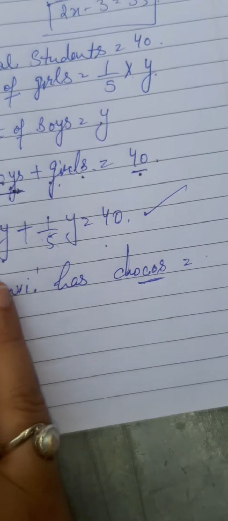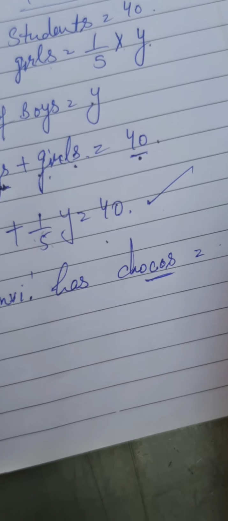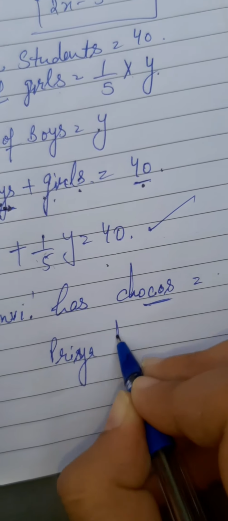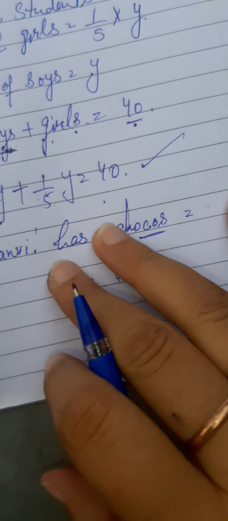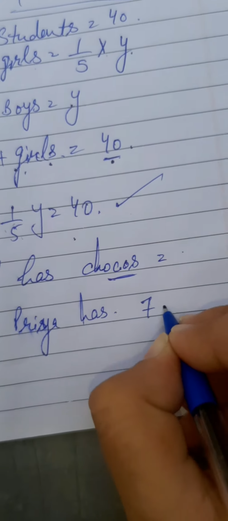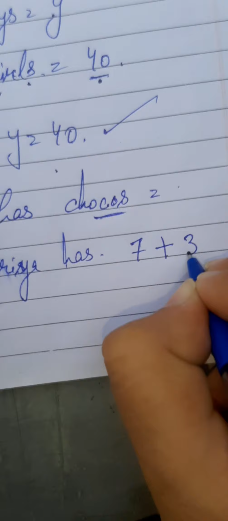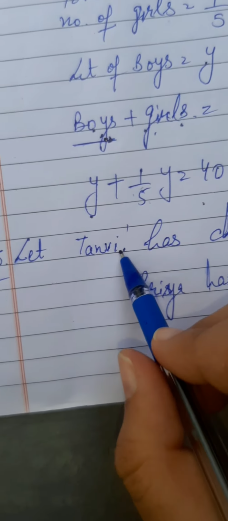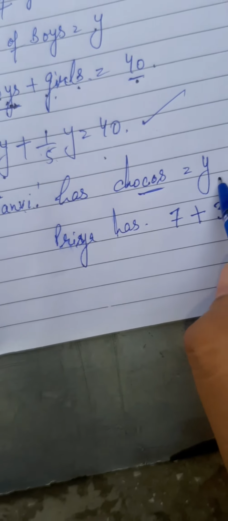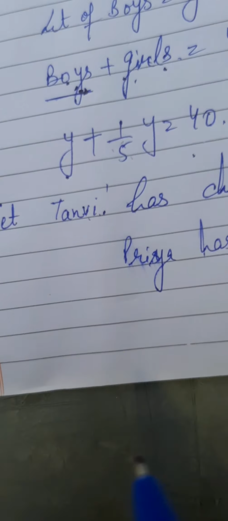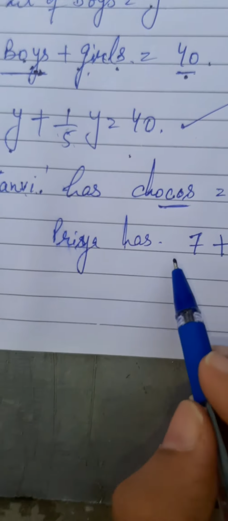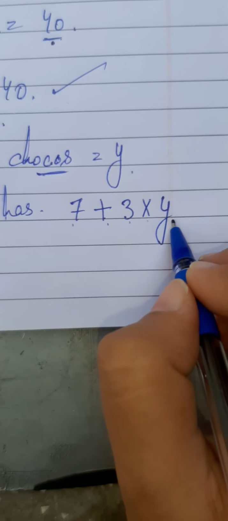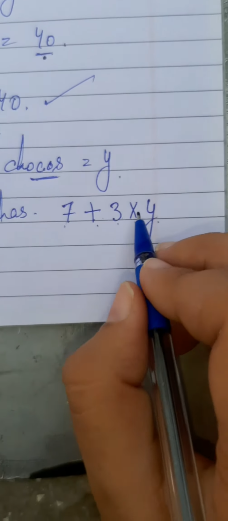I am writing a short form. Priya has 7 chocolates more than 3 times the number of chocolates with Tanvi. So we will let Tanvi have y chocolates. According to the question, Priya has 7 more than 3 times of Tanvi's, so 7 plus 3y.